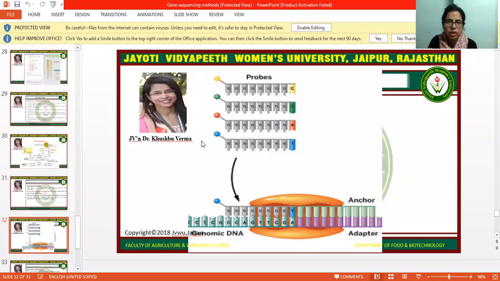You can clarify this method here, where you can see these are the different probes. Yellow color for cytosine, green for guanine, red for adenine, and blue for thymine. When they bind to their complementary region, they will have different colors, by which you can easily detect your material and the sequence of the target DNA.